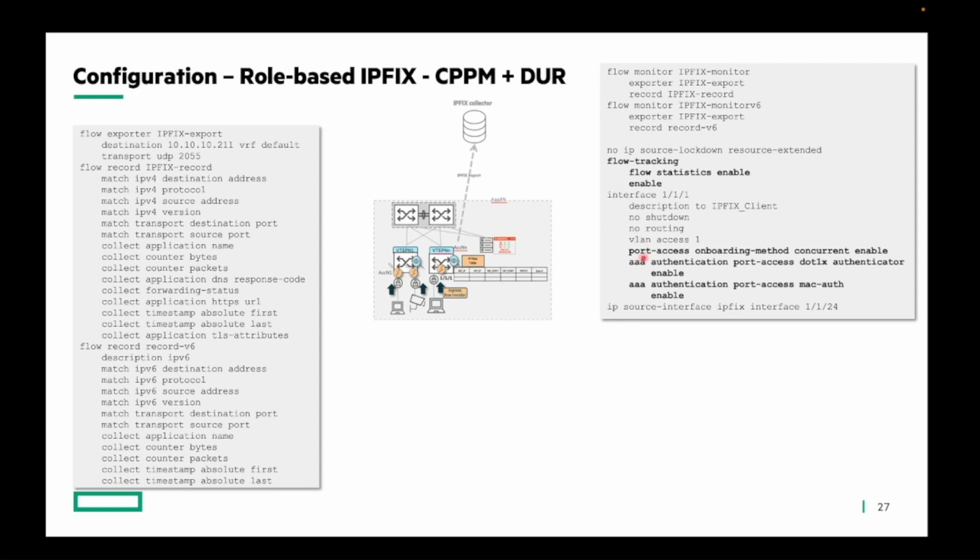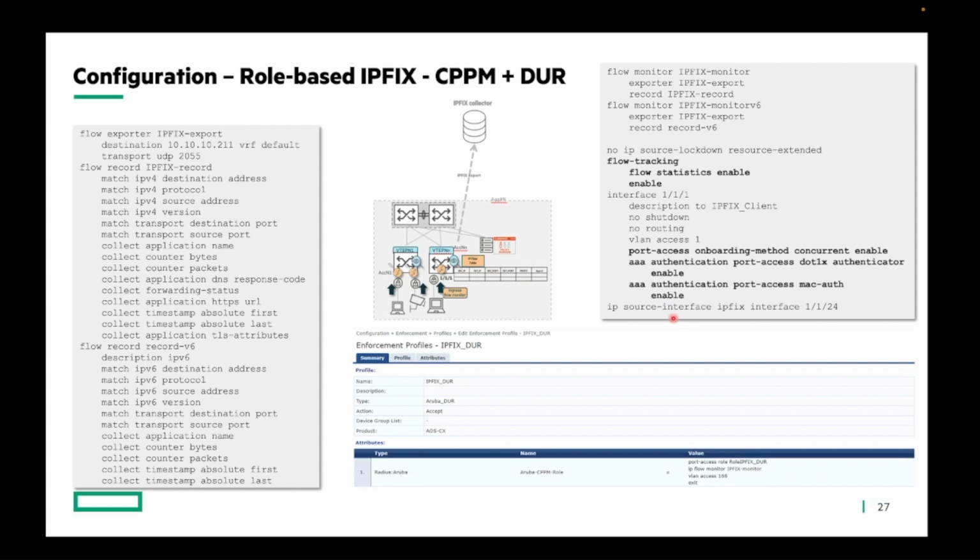So I'm using interface 1-1-1, port access onboarding method, AAA authentication port-access dot1x authenticator enable. This is well known, and I'm using both. And I'm using the source interface 1124, which is where my collector is connected. So I'm leveraging that, for example.